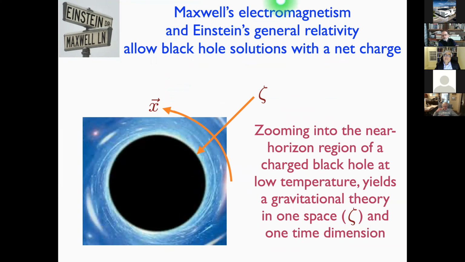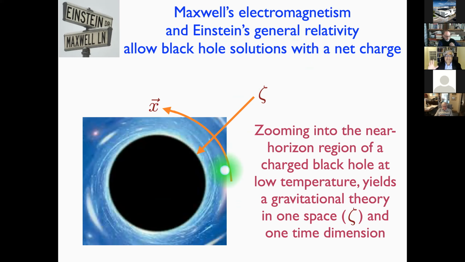So the solution of Maxwell's electromagnetism and Einstein's relativity with a net charge is called the Reissner-Nordstrom solution of these equations. And it has a rather remarkable property that as you zoom in, so the space-time is curved outside the black hole, but as you zoom in to the horizon, what you find is that the space-time factorizes. That is, the radial direction metric, which is zeta, and the angular direction become totally separate from each other.